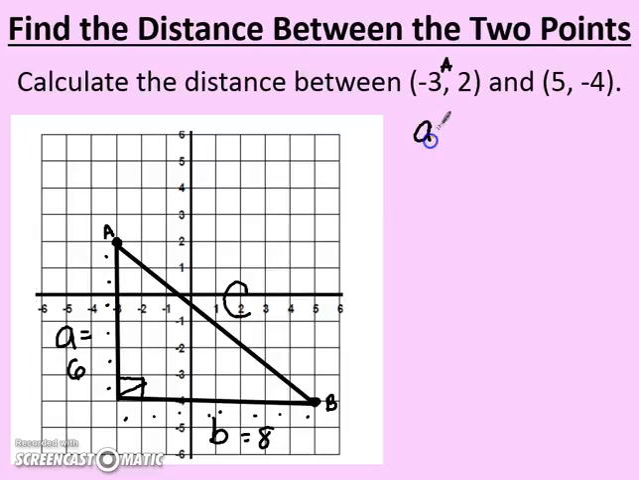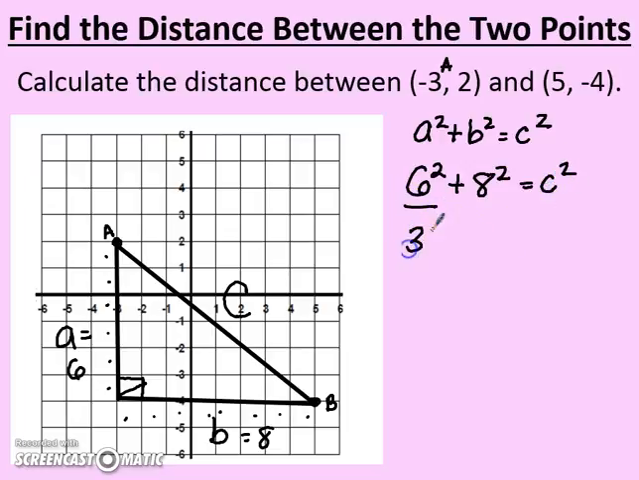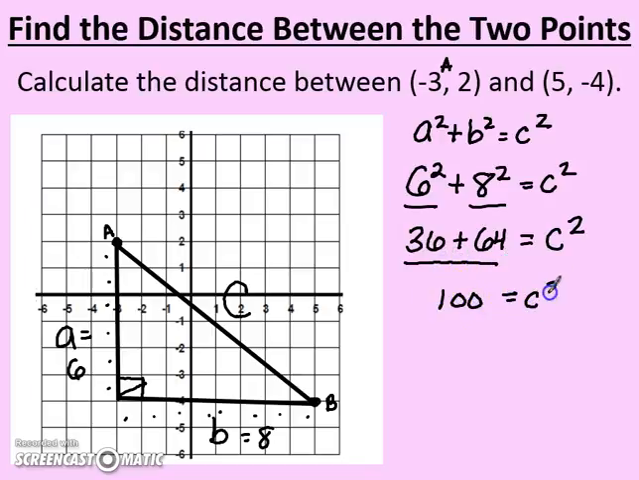And now I use my Pythagorean theorem. A squared plus B squared equals C squared. So I have A, which is 6, so 6 squared, plus B, which is 8 squared, equals C squared. 6 squared is 36, 8 squared is 64, and I get C squared. 36 plus 64 makes 100, so 100 equals C squared.